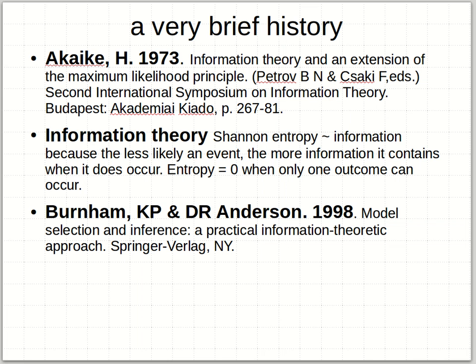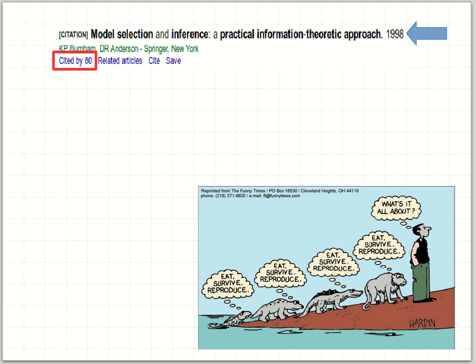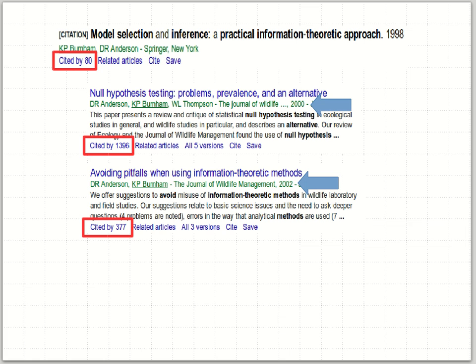Okay, so as you might guess from Burnham and Anderson finally writing a book about this in 1998, it lay fallow for 25 years as far as ecologists were aware. Okay, so there's this slow evolution of awareness of this moving into ecological worlds. So they wrote their book in 1998, and you notice that in all of this time, even since 1998, that book itself has only been cited by 80 different papers.